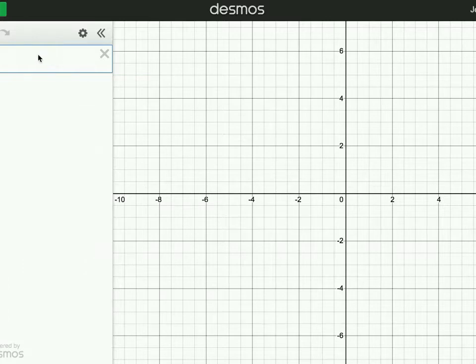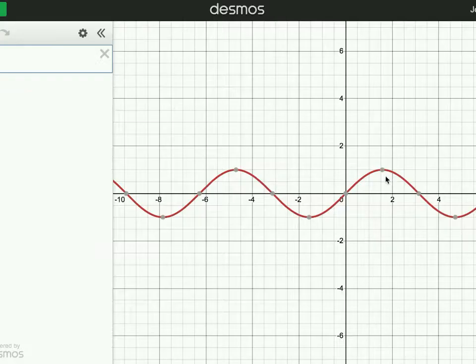In 4.5, we are going to start graphing sine and cosine functions, but first I want you to see the parent function before we graph it on our own. This is y equals sine x. It's periodic. You can see it's repeating. It makes a nice curve. It's sometimes called a sinusoidal curve.